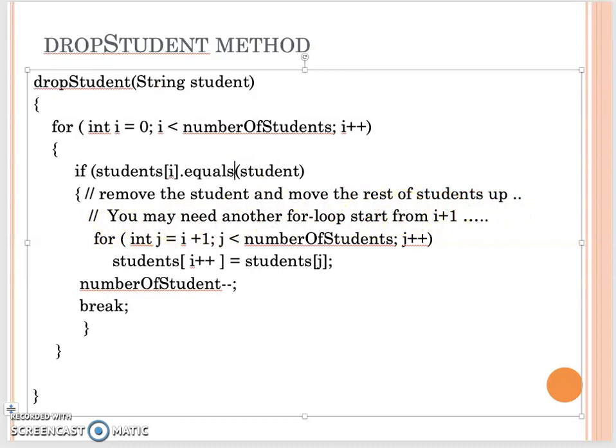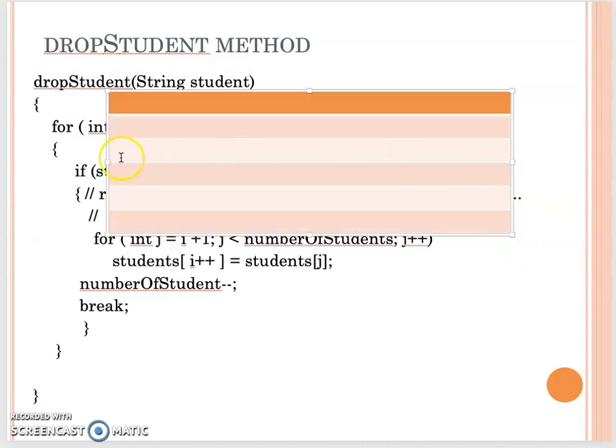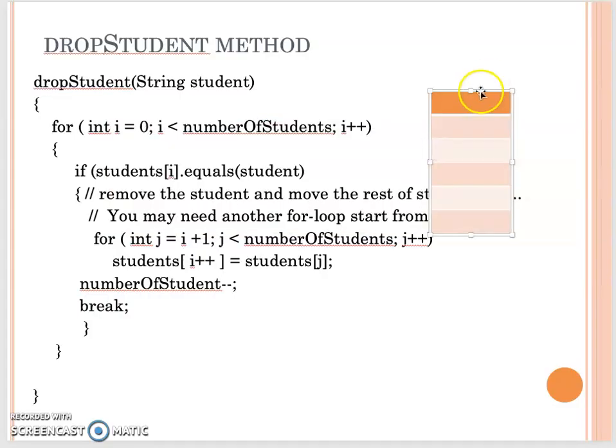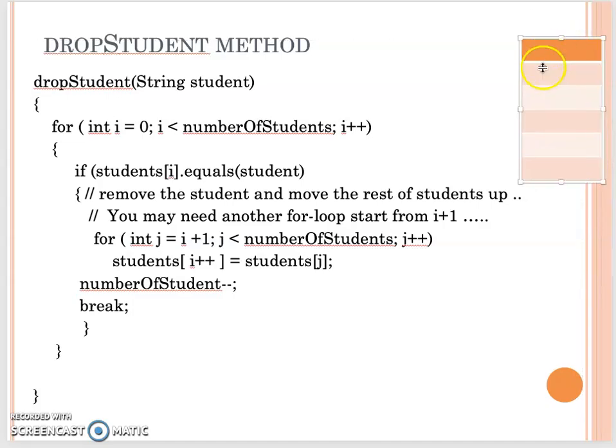For example, let me show you. I'm looking for the student here, the student name. We have so many students. For example, Ethan wants to drop from our class. So the first thing you need to do is go through the loop looking for Ethan. After you find Ethan, what should you do? Ethan should be removed from our class, right? But when I remove him, how do I remove this location? Do I put empty information? No.